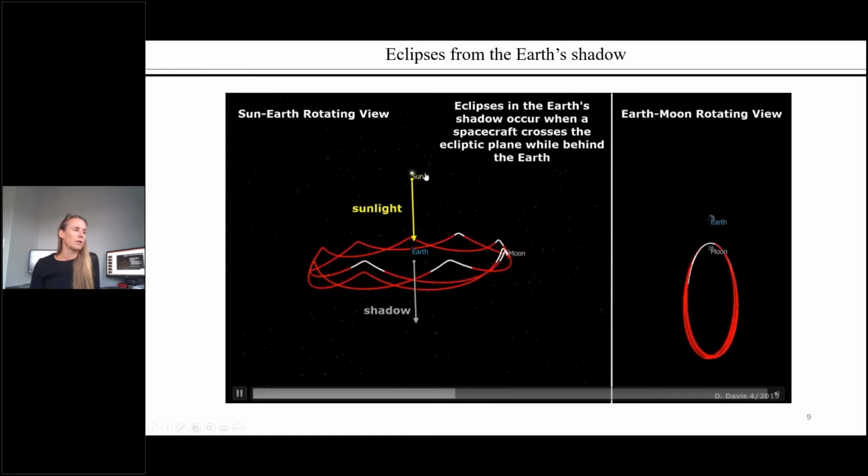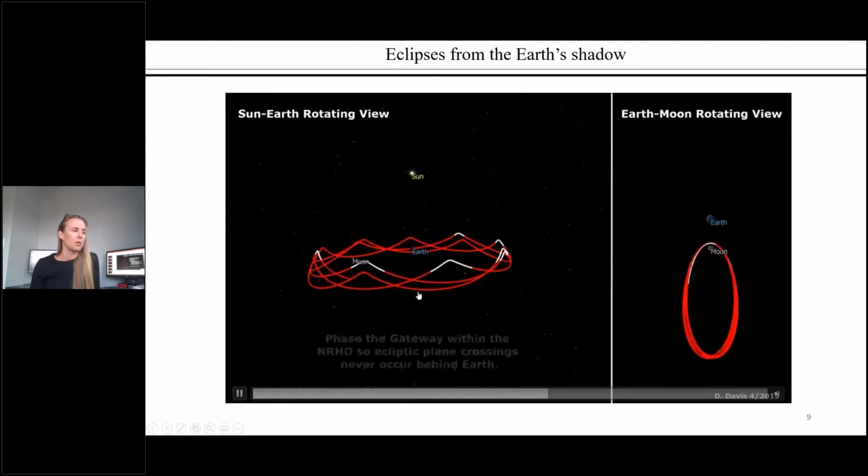So what we know is that the sun shines on the Earth and casts a shadow behind the Earth. We risk eclipses when we cross the ecliptic plane. So during the red-white changes here, this is where we're crossing the ecliptic plane. If this ecliptic plane crossing were to happen in this shadow, that's when we see a long eclipse from the Earth's shadow. But we've aligned the NRHO so that it always has a trough here, right?